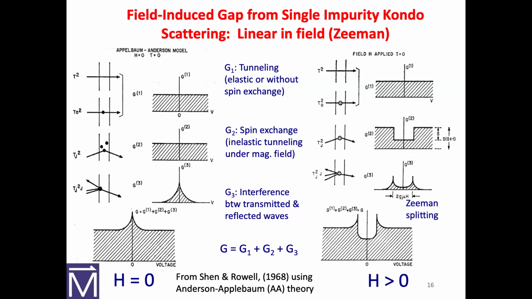So what we have is an excess conductance. You have excess conductance as long as it's a high enough bias to flip the spin in the barrier. And since you're flipping the spin, that's going to grow linearly with field. Okay, so that's the Zeeman effect. That's the Anderson-Appelbaum, which says that in an applied field, if you're scattering off of something magnetic, it will grow linearly with field.